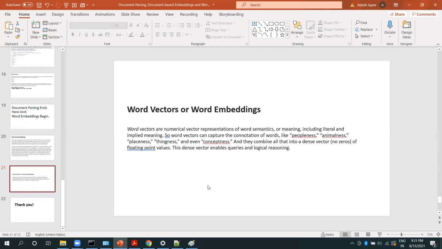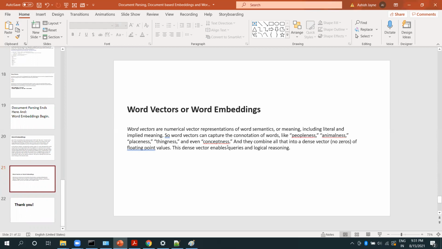To conclude this session in one line, global word embeddings are fixed length embeddings that know what a word is, and they understand the word in terms of its features, such as its gender, the animalness of the word, the peopleness of the word, if the word is the name of a place or a thing, or even if it is a concept.